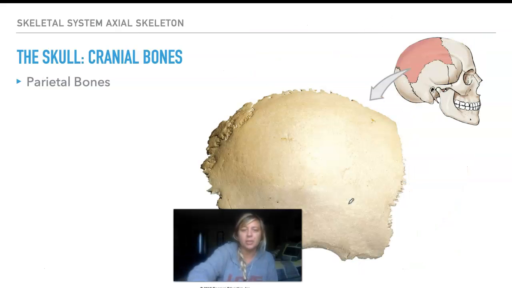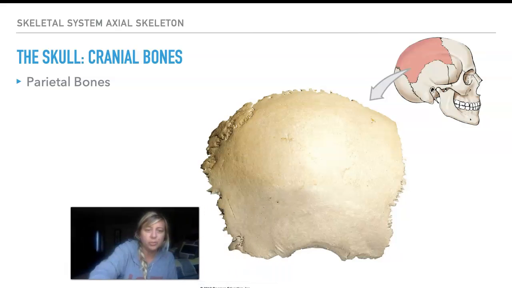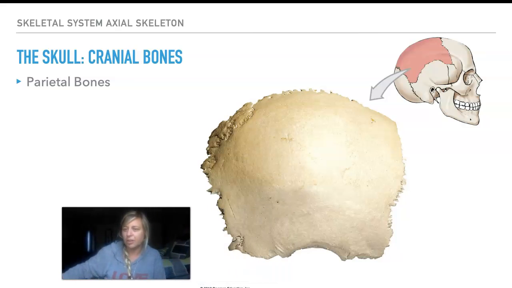The next bone are the parietals, and the parietals we have two. We have a right parietal and a left parietal. So here we're seeing the right parietal bone of the skull. And it forms the lateral and superior part of the cranium.